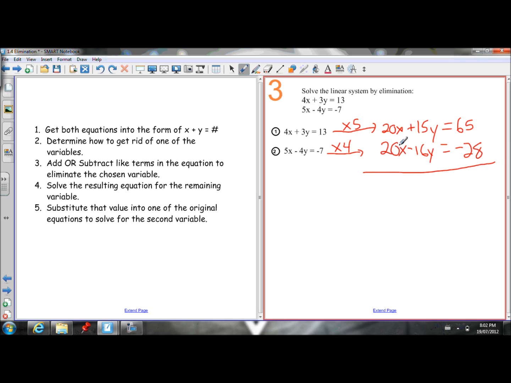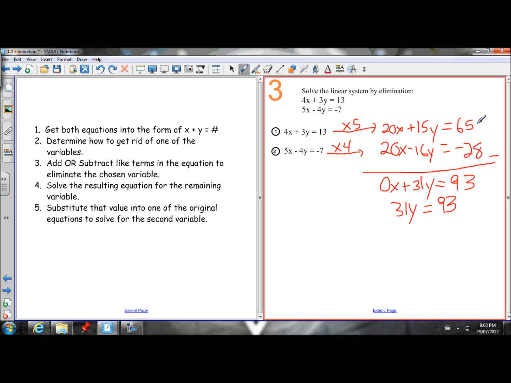Now, because both of these are positive, I can subtract these two equations, and it will eliminate the x's. 20x minus 20x is 0x. 15 minus negative 16 gives me positive 31y. Now, 65 minus negative 28, 65 plus 28, that gives me 93. So I have 31y equals 93.